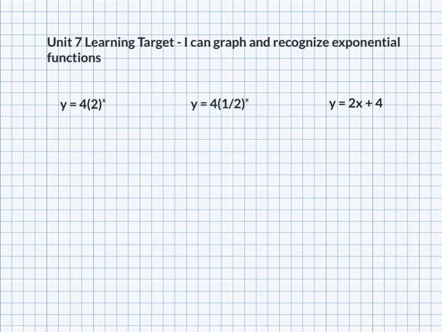Hi there, welcome to Unit 7. Learning Target: I can graph and recognize exponential functions. So you see I have three functions or equations written down.